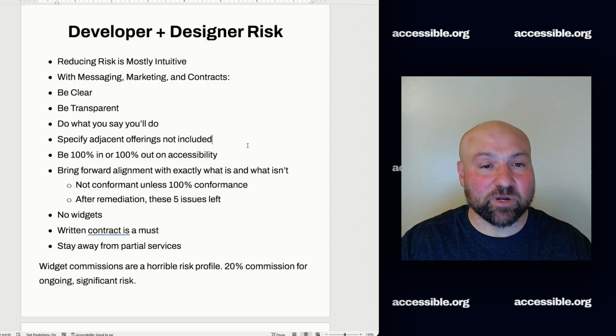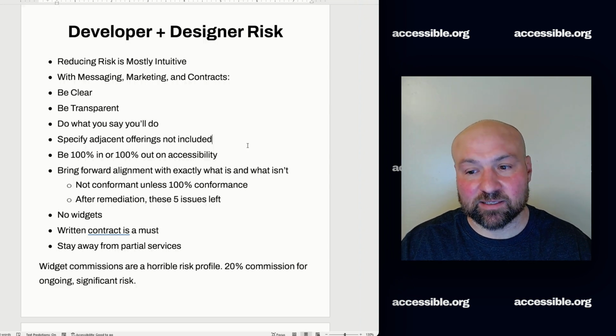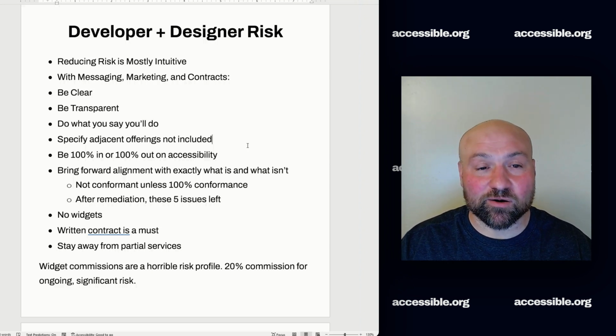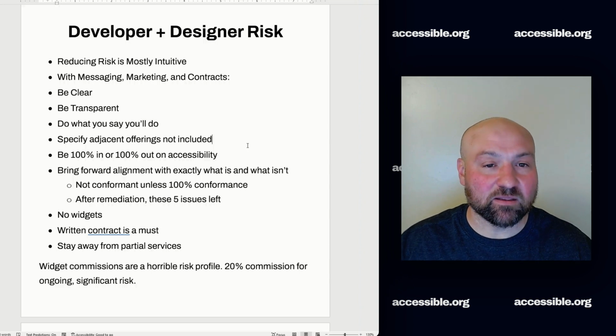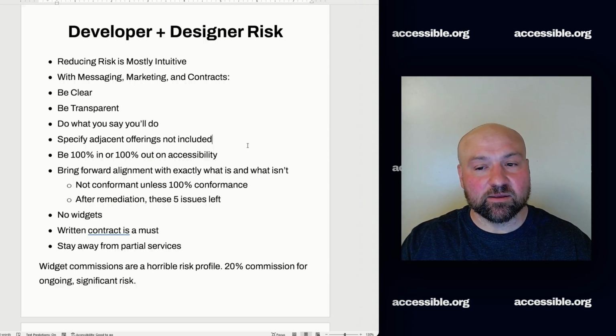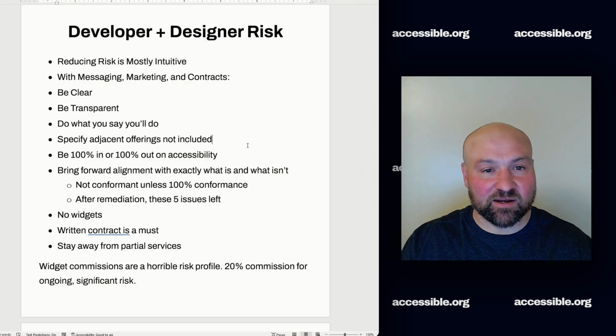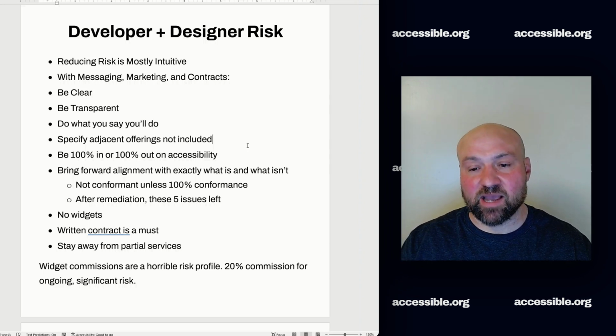As another example, I have after remediation, these 5 issues are left. So commonly what happens is clients have third-party integrations that create accessibility issues. If those exist, don't give the client the impression that everything has been fixed. Instead, let them know exactly what remains. So just bring forward alignment. This is definitely not a situation where you want to finesse what the client is receiving, what the deliverable is, or what the state is of an accessibility asset.